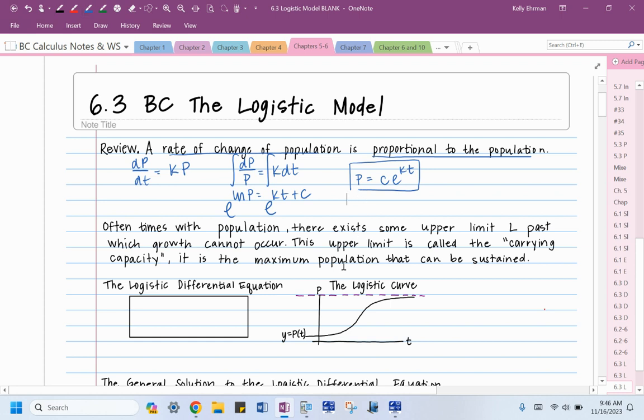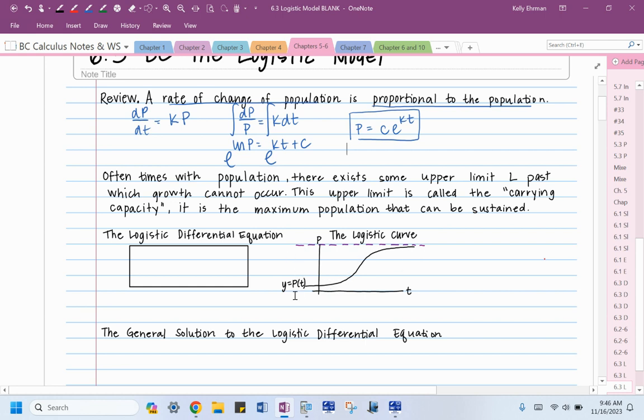And a lot of times with population, populations don't just grow without bound. At some point, the populations level off. So that's where this logistic curve comes into play. You've got exponential growth for a while, but at some point, there's a point of inflection where the population stops growing quite as fast and it even levels off. So we call that leveling off point the upper limit, and the function won't grow past that. The upper limit is also known as the carrying capacity. It's the maximum population that can be sustained.